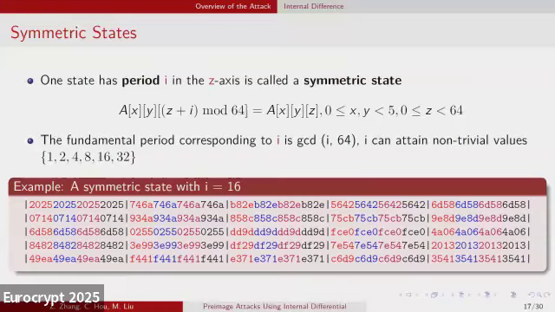This is a special type of state. If one state has period l in the z-axis, it is called a symmetric state. The fundamental period corresponding to l is the greatest common divisor of l and 64. l can attain non-trivial values of 1, 2, 4, 8, 16, and 32. Here is an example of a symmetric state with period l equal to 16.